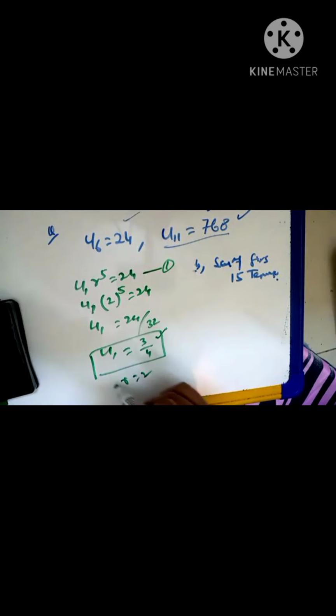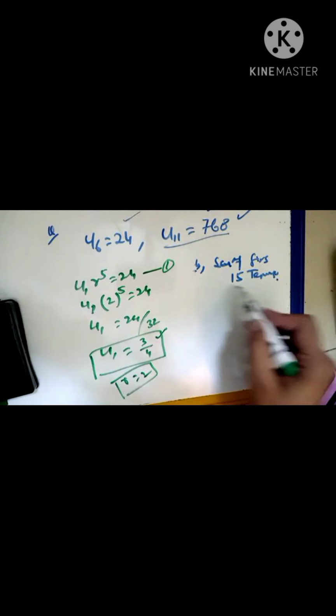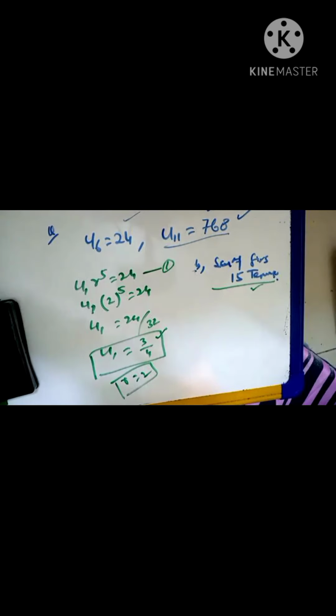R is 2. Now can you find the sum of the first 15 terms? Okay, calculate now. Sum of the first 15 terms. You have everything.